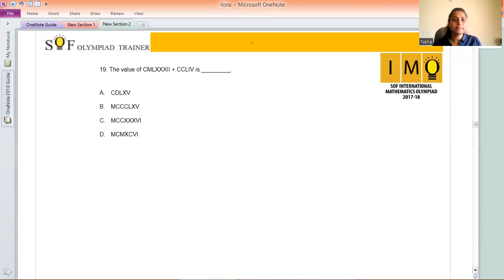The next one, question number 19. In question number 19, some numbers are given in Roman numerals. First, I have to convert these numbers into Hindu-Arabic numbers. The meaning of C is 100, and the meaning of M is 1000. If a smaller number is written before a larger number, I have to subtract it. So 1000 minus 100 is equal to 900. 900 plus 50 is 950, then 960, 970, 980, and 982. So this is 982.